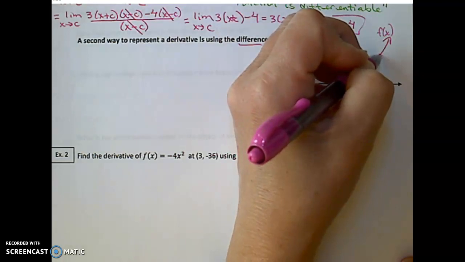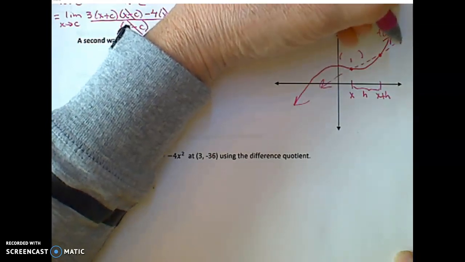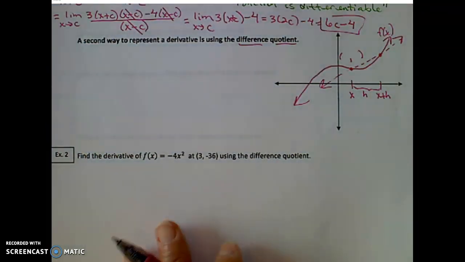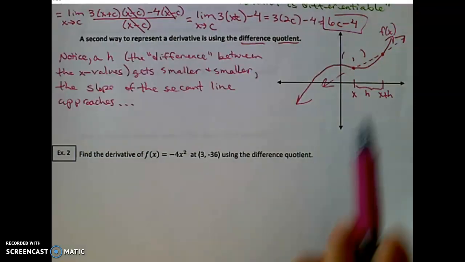And come up here and I'm going to label that ordered pair. And I'm going to find the slope of that line. Obviously it's not a tangent line, that's a secant line. But I can find the slope of that line.